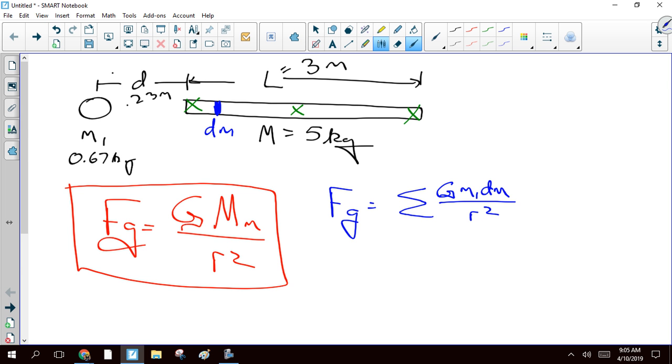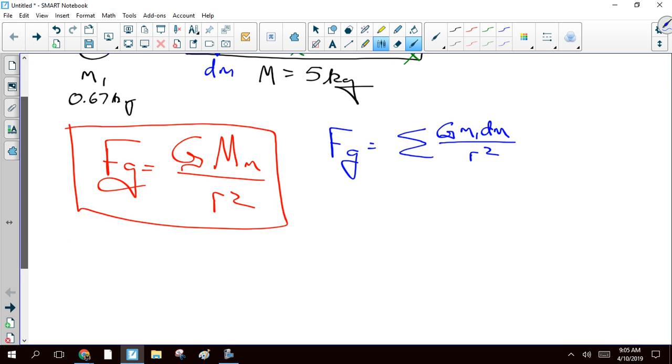All right. So we want to write this then as an integral. Our force of gravity is actually the integral of G times m1 times dm over r squared. All right, and right now we're integrating with respect to mass, right? So we need to integrate from 0 mass until we get to the total mass. So that's a capital M there.